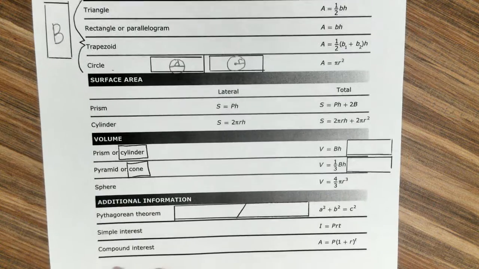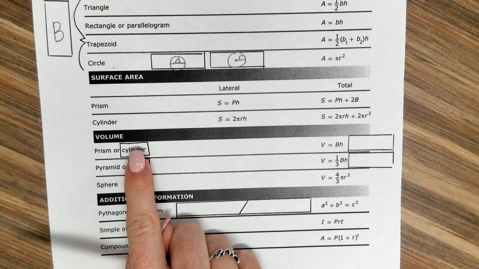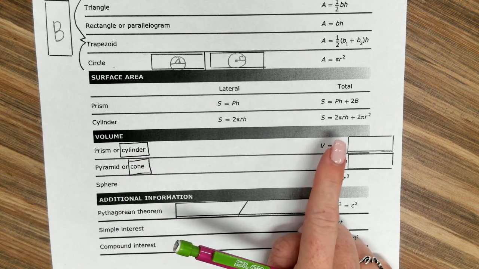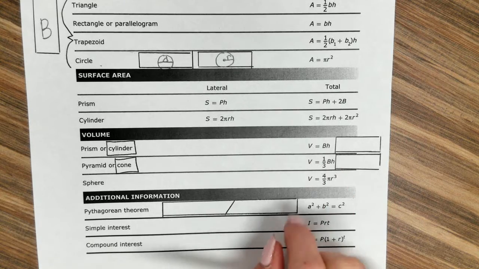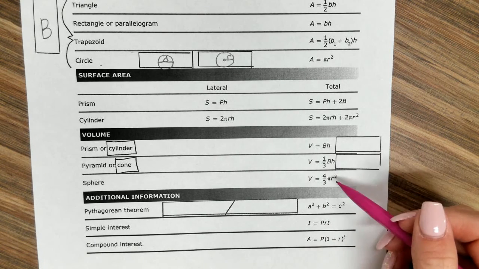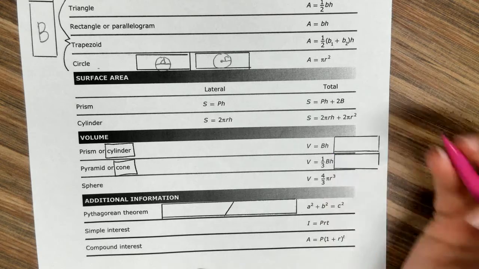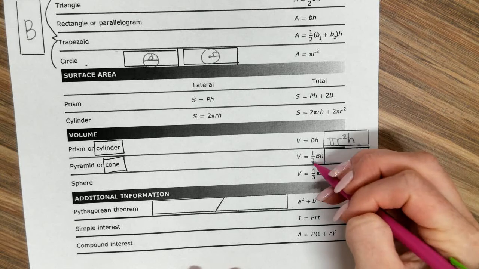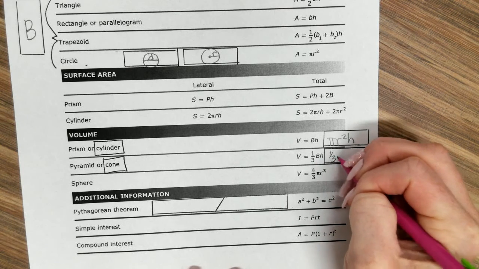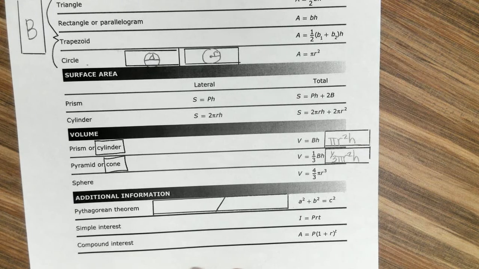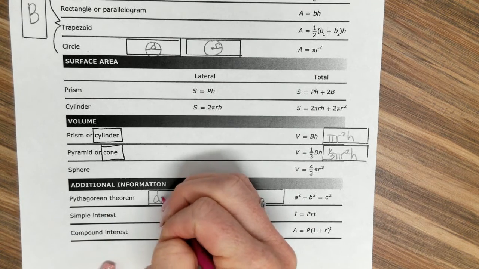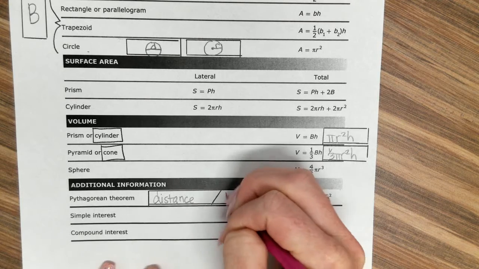Okay, then go down to the section titled volume. You have to change the formula for cylinder and cone. What are you going to replace big B with? Pi r squared for both of them. So instead of big BH, it's pi r squared h. And instead of 1/3 BH, it's 1/3 pi r squared h. And then the last two, what are the 2 words that they're going to tell you for Pythagorean theorem? Distance or length.